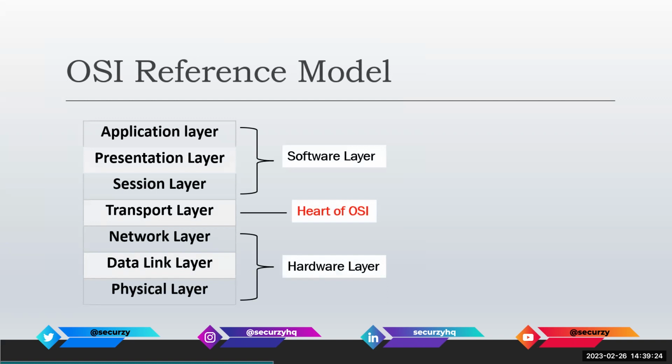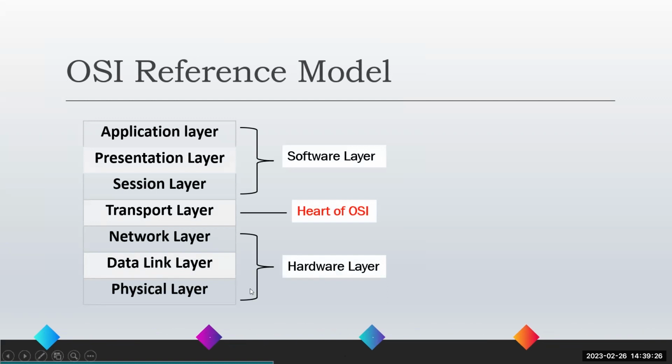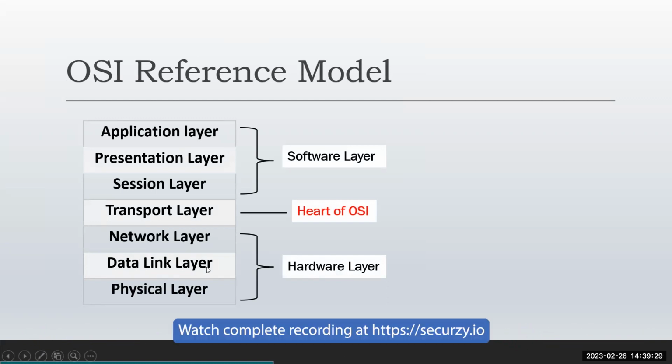So layer 2, we call it the data link layer, and the switch is the device that works on layer 2, right? And layer 3 is the network layer, and the router is the device that works on layer 3, right?